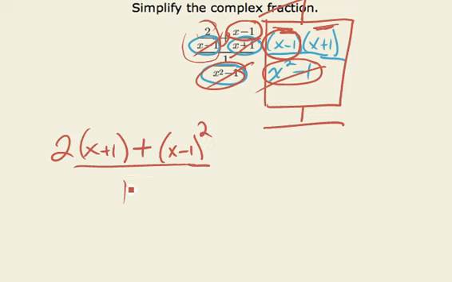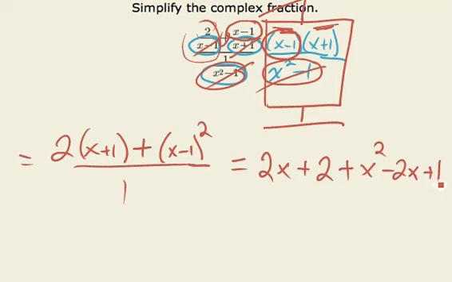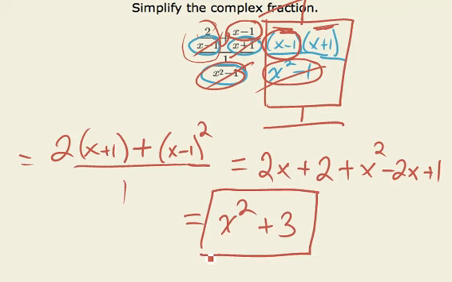Let's not bother writing this 1 in the denominator anymore. Let's do a little bit of multiplication, square this out, factor in the 2, combine some like terms. 2 times x plus 2 times 1 plus x minus 1 quantity squared is x squared minus 2 times x plus 1 squared. So we get that. Combine some like terms. I have 1x squared. 2x minus 2x, those cancel. 2 plus 1 is plus 3. So it looks like our simplified form of this complex fraction is none other than x squared plus 3.